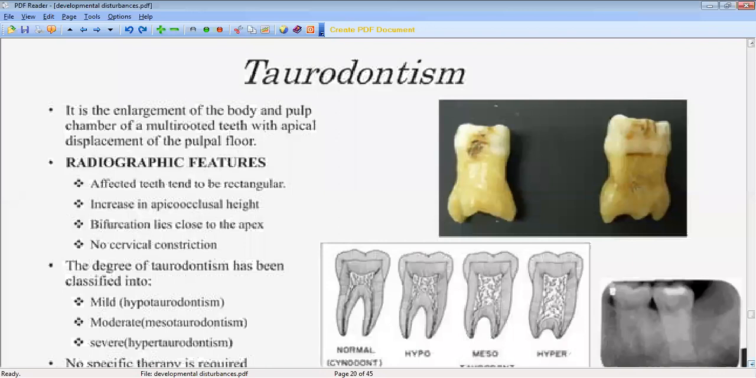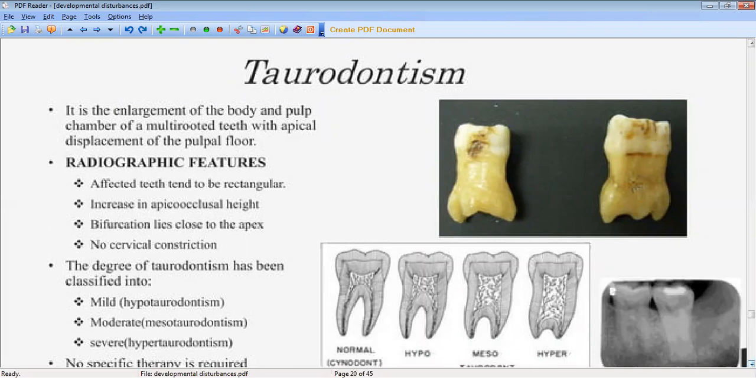Then come to taurodontism: enlargement of the body and the pulp chamber of the multirooted tooth with apical displacement of the pulpal floor. Radiographically, you can see affected teeth tend to be rectangular. You can see in the radiograph in the last picture. It has a rectangular shape.